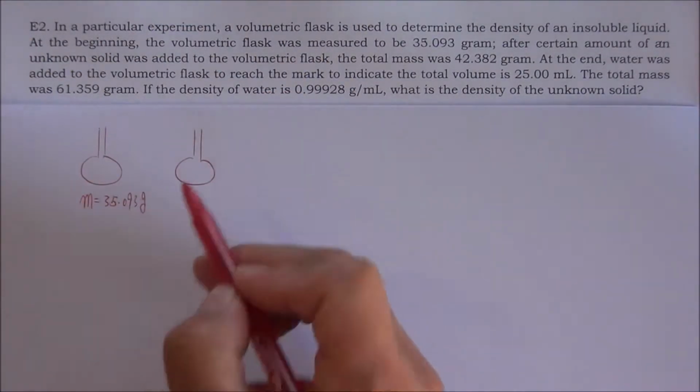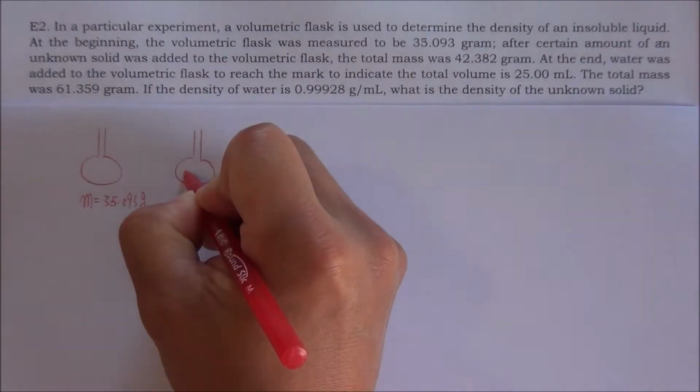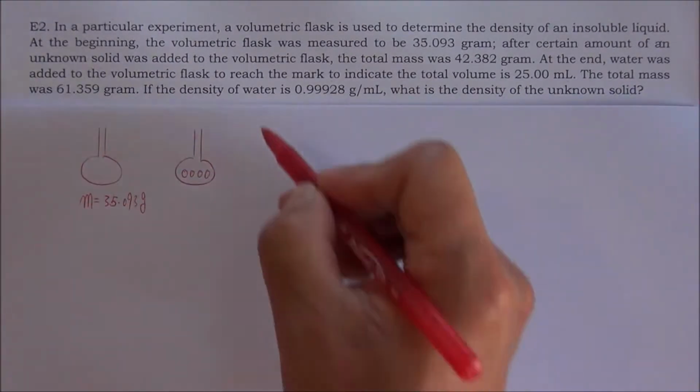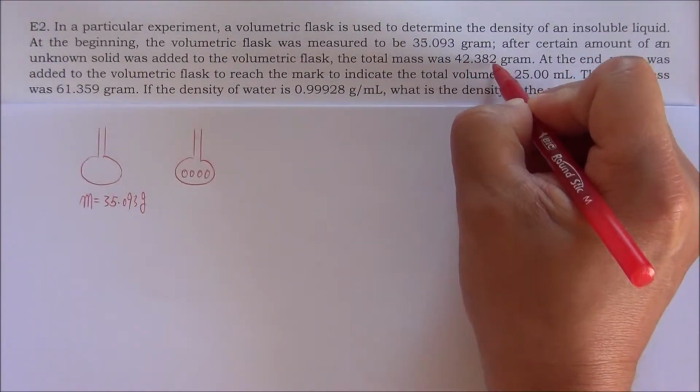Well, the second drawing will be the volumetric flask with the unknown solid. Theoretically, these 2 flasks should be exactly the same, but when I draw, I cannot draw them exactly the same. We need also to draw some solid. I will use some circles to represent the solid. Well, from the problem, the total mass is 42.382 gram.